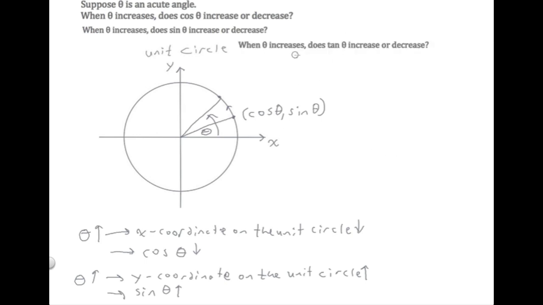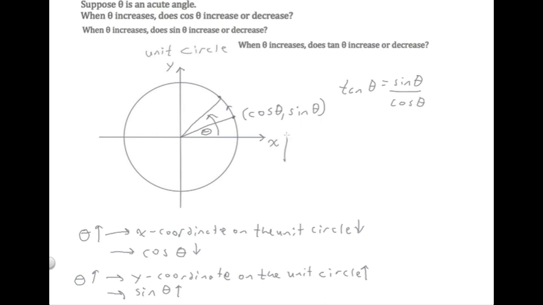I've added one more question. And again, I'm still supposing it's an acute angle. So if we suppose we have an acute angle, how would you answer this question? I hope you paused the video and actually tried to come up with an answer for that. Well, remember that the tangent of theta is the sine of theta over the cosine of theta.